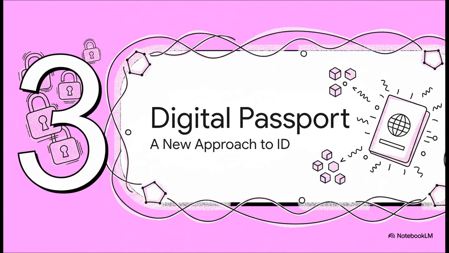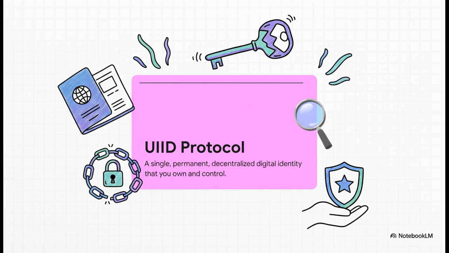The real, honest-to-goodness game changer in this whole release is a revolutionary new take on identity. It's a concept that basically works like a universal digital passport for the entire internet. It's called the UIID protocol. That stands for Universal Identity ID. And that digital passport analogy, it's perfect. Imagine having a single, permanent ID that you and only you own and control. And because it's decentralized, it doesn't belong to any one company. It actually belongs to you. This is the key. This is what unlocks a fundamentally different kind of web.